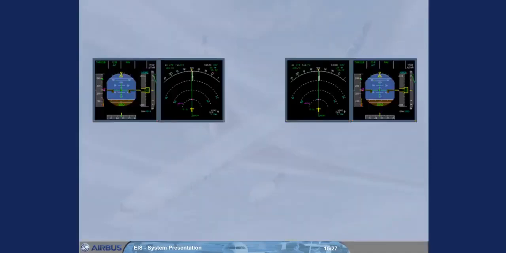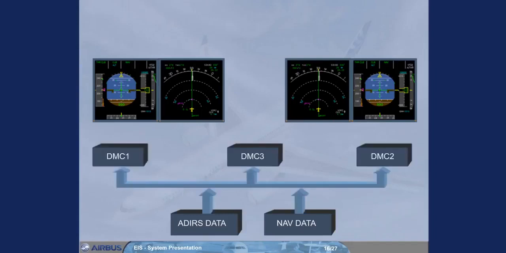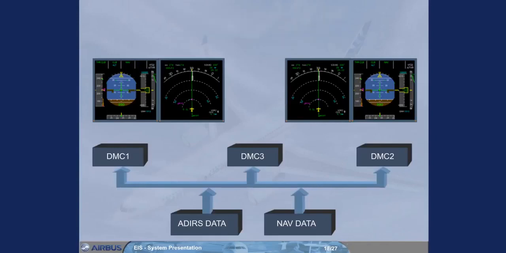Now, let's go back to the EFIS system. For the EFIS displays, data from the Air Data and Inertial Reference System, ADIRS, plus navigation data from the Flight Management and Guidance System, FMGS, is fed directly to three Display Management Computers, DMC. The three identical display management computers process the data and generate the images to be displayed.